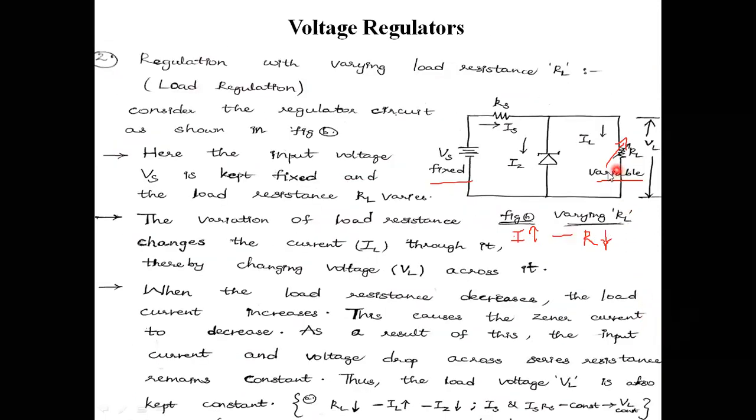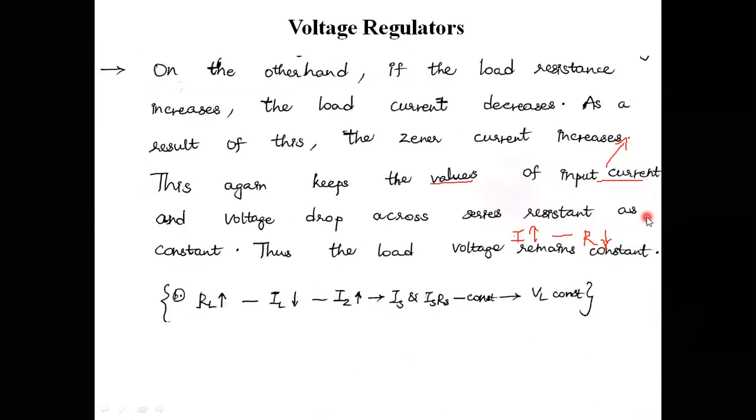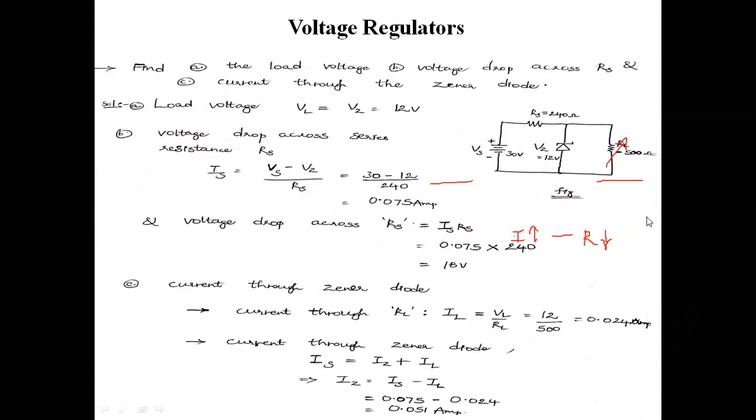Here in this circuit, if Vs, the input voltage, is fixed, then RL is going to be varied, and I am going to obtain a constant output voltage. This is the difference between line regulation and load regulation. Using the same concept, a small problem is provided here: find the load voltage, the voltage drop across RS, and the current through the Zener diode.